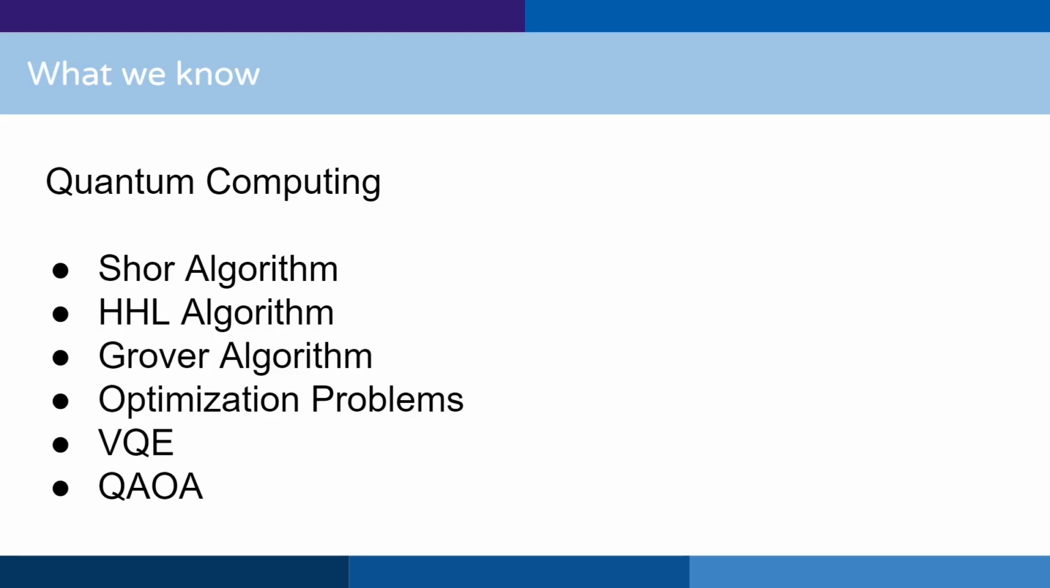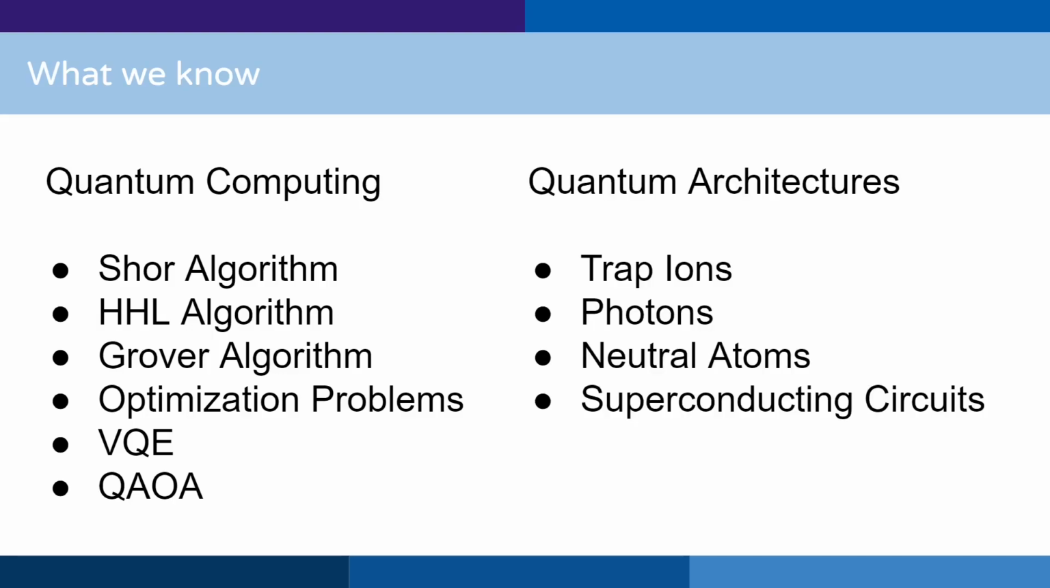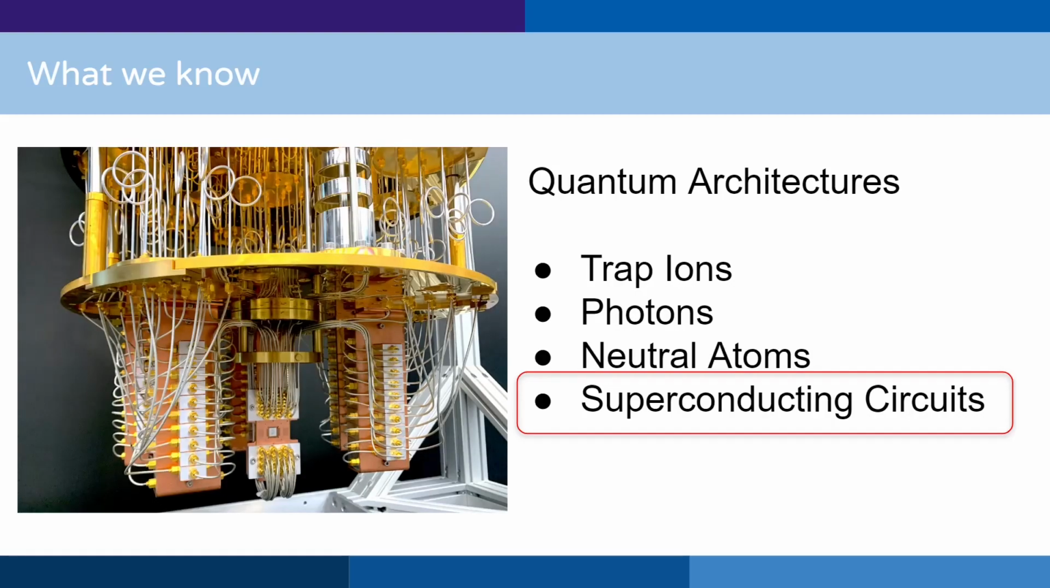Okay, with that in mind, in order to run all these applications and algorithms, we need quantum architectures. Until now, we have trapped ions, photons, neutral atoms, and superconducting circuits. The idea today is to focus on superconducting circuits. This is more related to the physical part, or the physics, that is in an image like this.